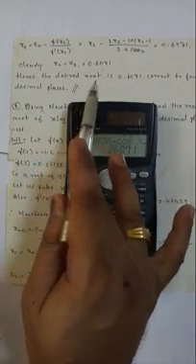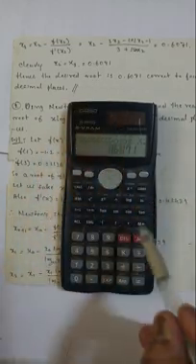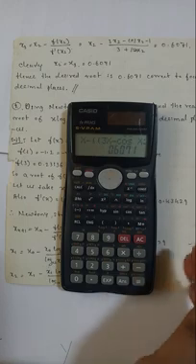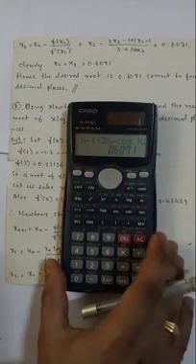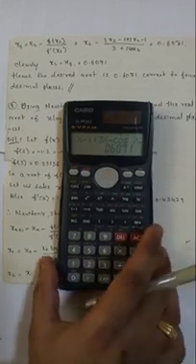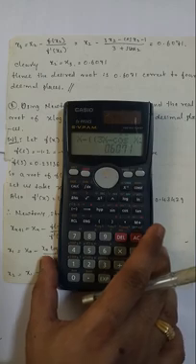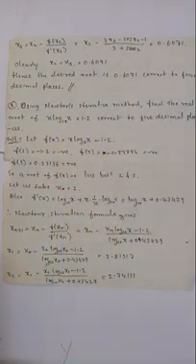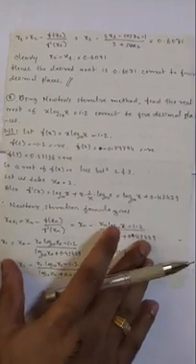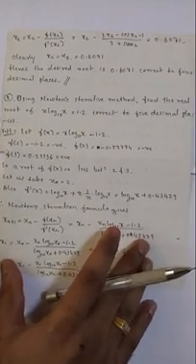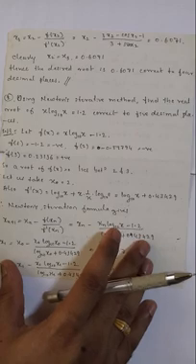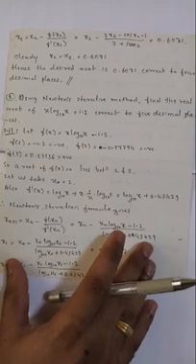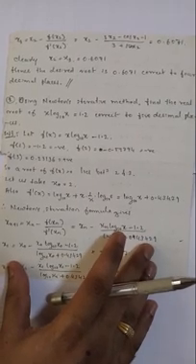Suppose the value is not repeating, right? In that case, how many approximations do you have to continue? Sometimes in the problem it will be given, like up to the third approximation or up to the fourth approximation you have to calculate. Okay, similarly you have to try some other problems.